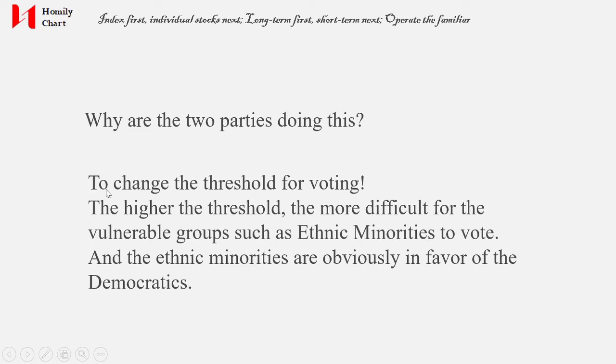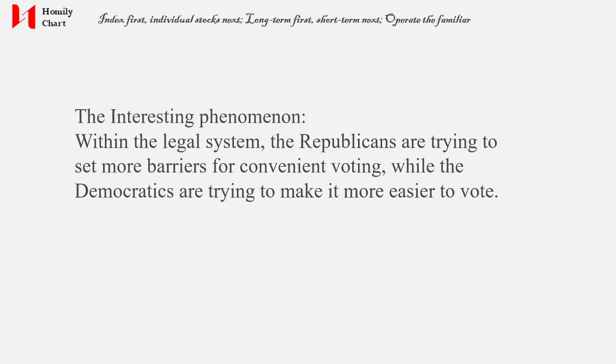This is the reason why they want to change the threshold for voting, because the truth is, the higher the threshold, the more difficult it is for vulnerable groups, such as ethnic minorities, to vote. And obviously, the ethnic minorities are in favor of the Democrats. So you will see a very interesting phenomenon within the legal system, right?